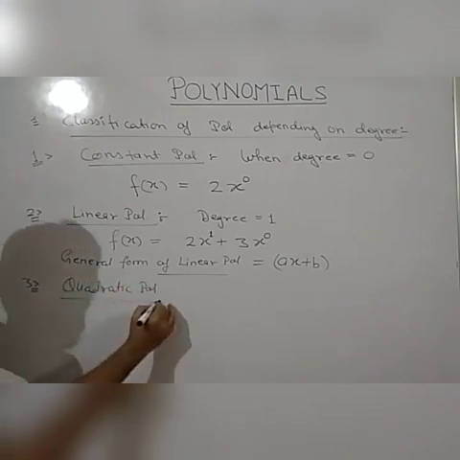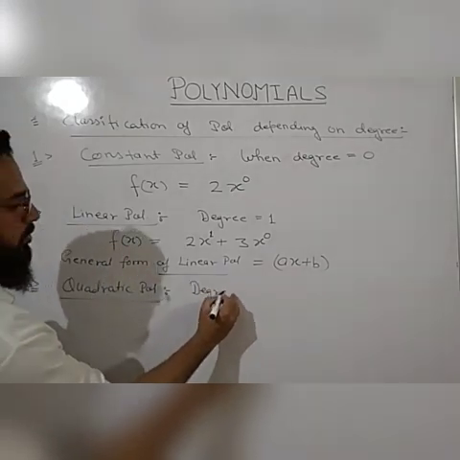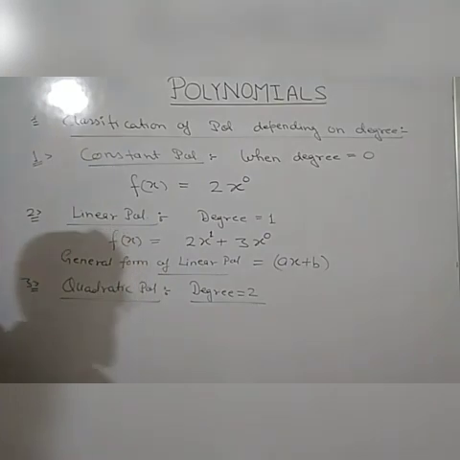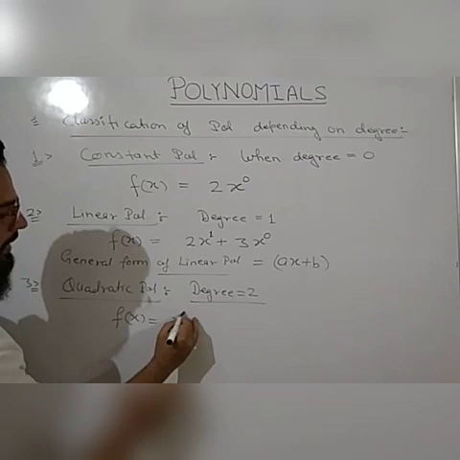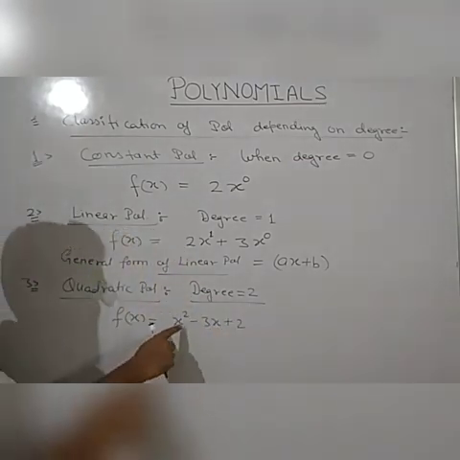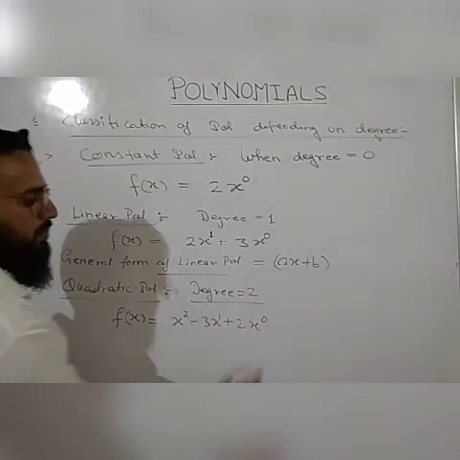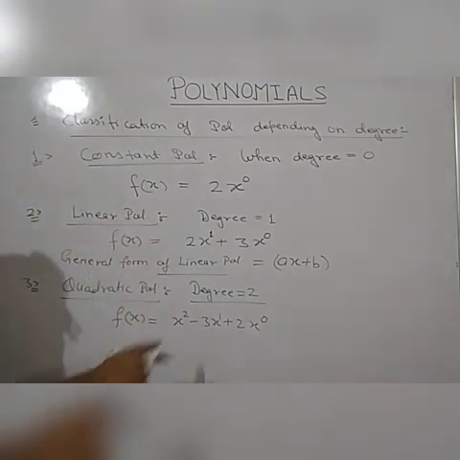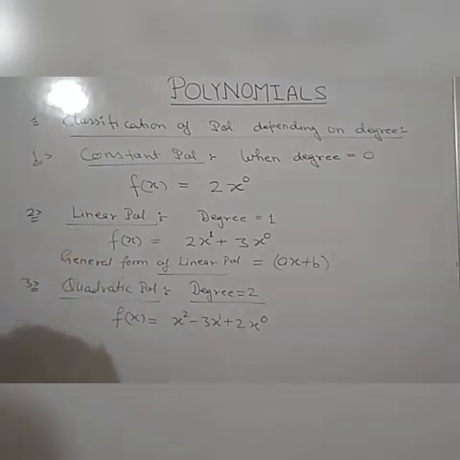Third is quadratic polynomial. So what is quadratic polynomial? When degree is equal to 2. So for a polynomial having degree 2, it is known as quadratic polynomial. Let us take an example. f(x) is equal to x square minus 3x plus 2. In this example, the highest power of x is 2. Here x square, the constant 2 can be written as 2 times x to the power 0. It means highest power is 2, that is degree is 2. So this type of polynomial is known as quadratic polynomial.